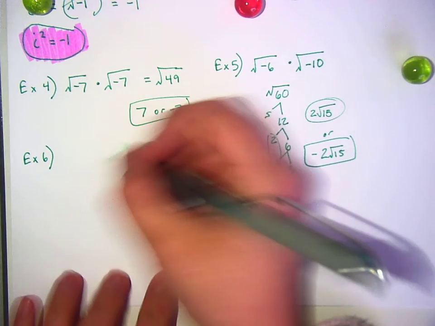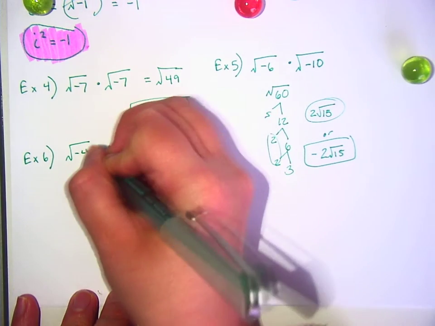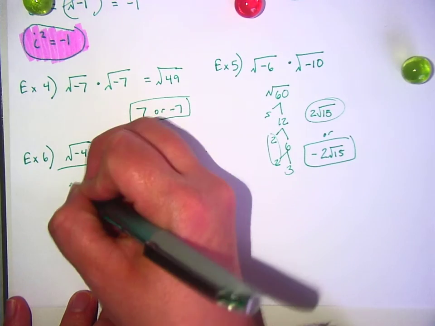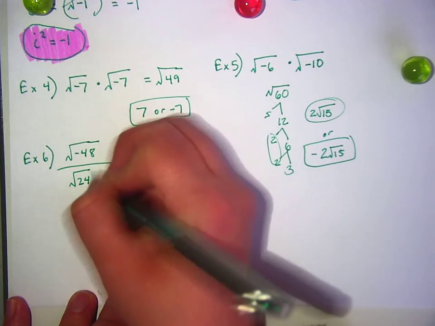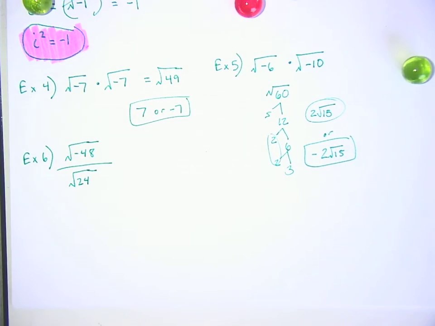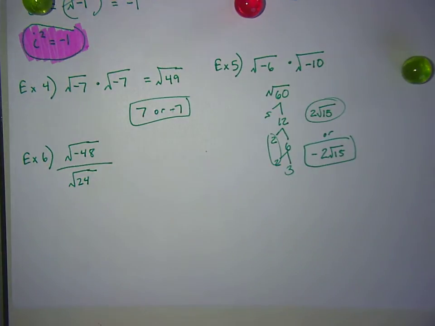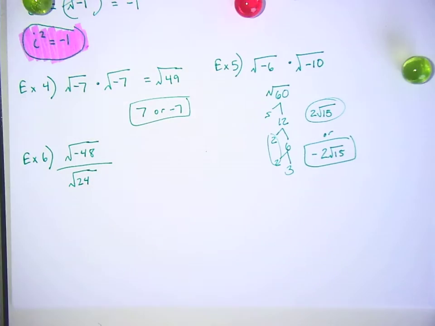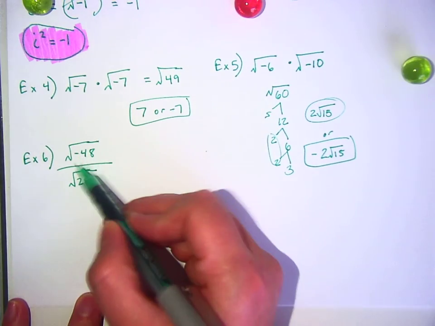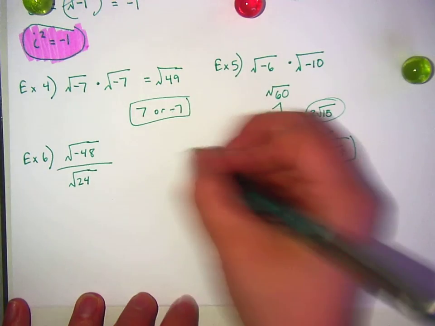Let's do the square root of negative 48 divided by the square root of 24. Anybody have an idea of how this is going to work out? Anybody want to take a guess of what we're going to do with this? Yeah? We're going to break it down and then we're going to cross out. This stuff we can cross out. Okay, now see how this only has one negative here though? So that's going to be an i.